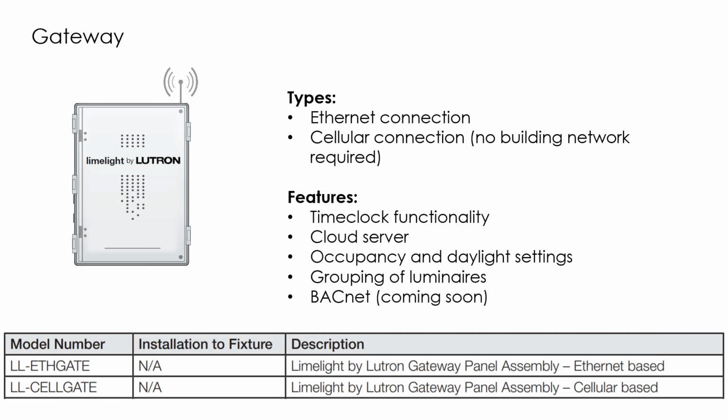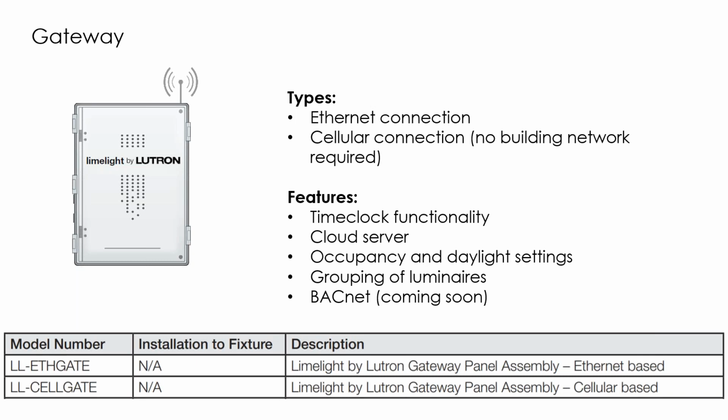The features that the gateway offers is that you can schedule events to turn lights on and off at a certain time of day. It connects to a cloud server so that you can access your system from afar and get email alerts for interesting things. It allows you to program occupancy and daylight settings to have the lights turn on and off either on their own or as a group. It allows you to group luminaires together, which I'll give you an example for using a parking lot at our Coopersburg campus when we get to the demo portion. And in the near future, we're going to be enabling BACnet for BMS, or Building Management System Integration.